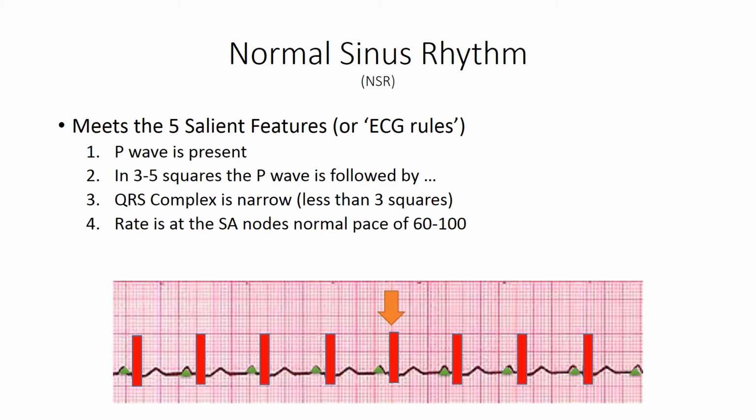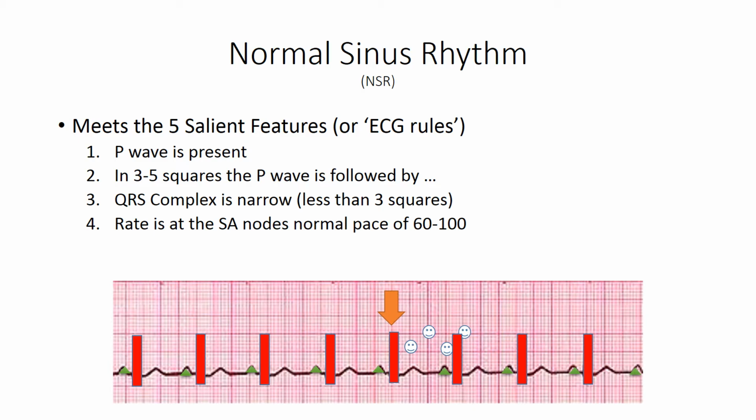Then we have to see what the rate is, and the rate for a normal sinus rhythm is between 60 and 100. Now I have identified a QRS complex that is on a bold line, and I'm going to count to the next QRS complex. I will use the big block method and count 300, 150, 100, 75. So I know the heart rate is between 75 and 100. We have normal sinus rhythm.